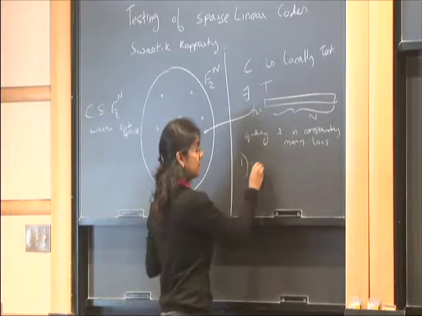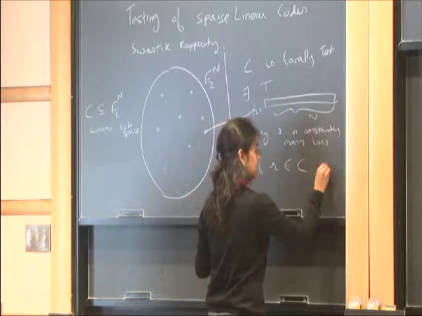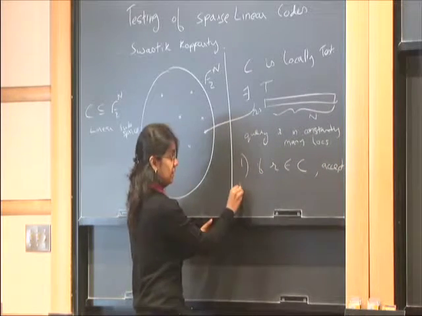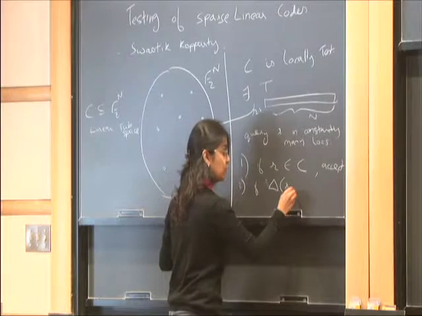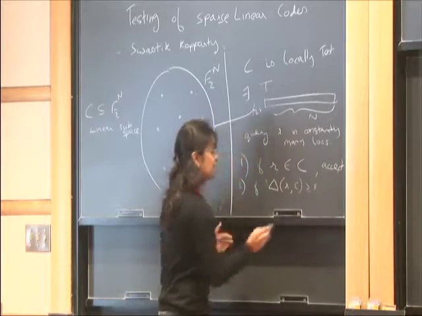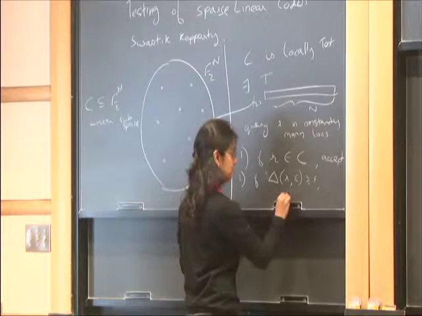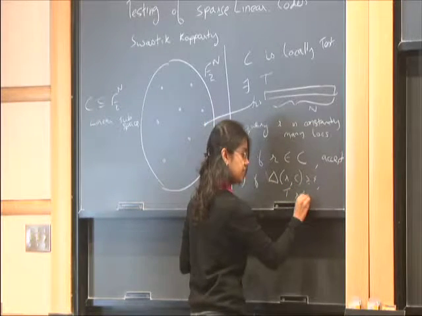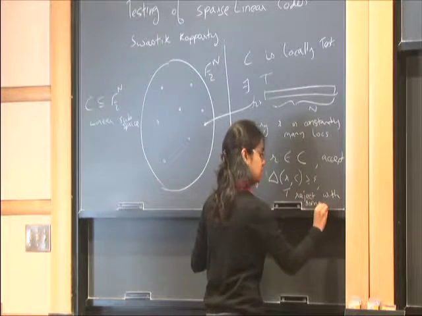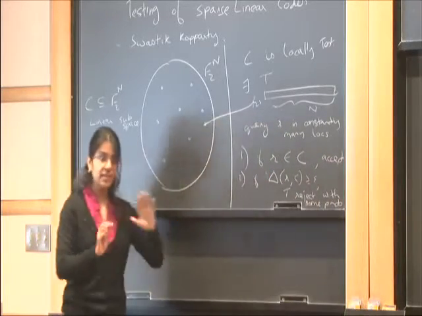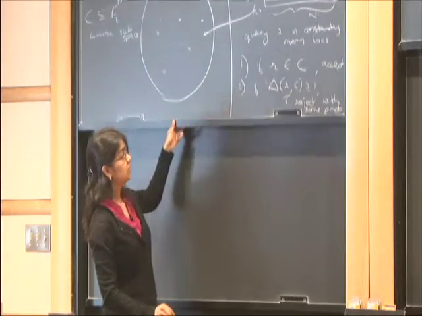If the received word is actually a code word, then we want the tester to accept. And if the distance of the received word from the code is a lot, say if the received word is at least epsilon far from every code word in Hamming distance, then we want T to reject with some noticeable probability. Okay. So for any code, if you can design a tester which works like this, we call the code a locally testable code.